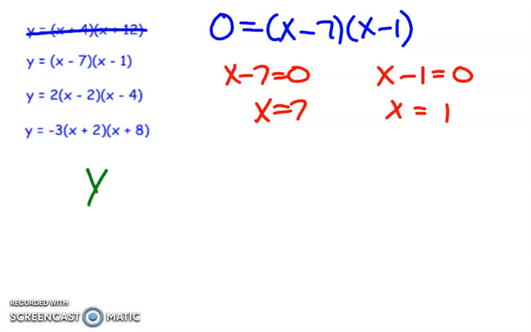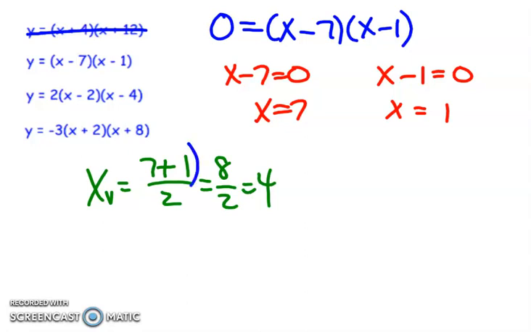So to find the x value of the vertex, we're going to take the two answers, 1 and 7, and add them together, and then divide by 2. So the answer is 4. As I mentioned in the first problem, anytime you're entering this in the calculator, make sure you put the numerator in parentheses, because the 7 plus 1 actually gets done first to get the answer of 8, and then we divide by 2 last.